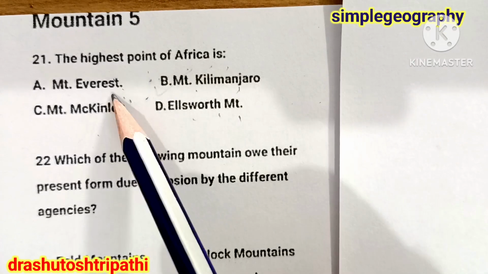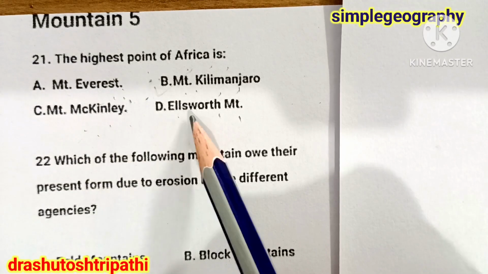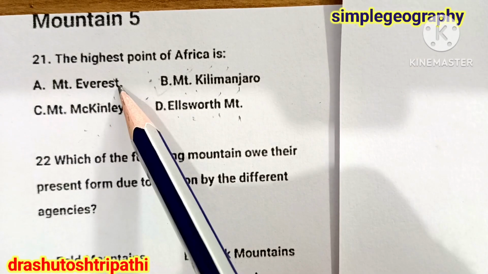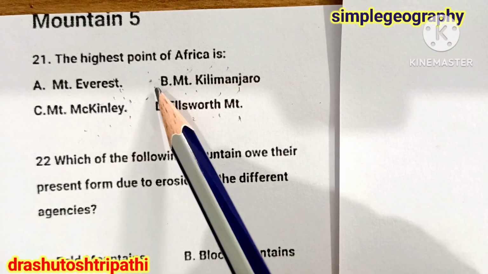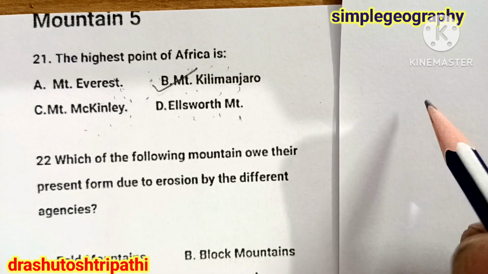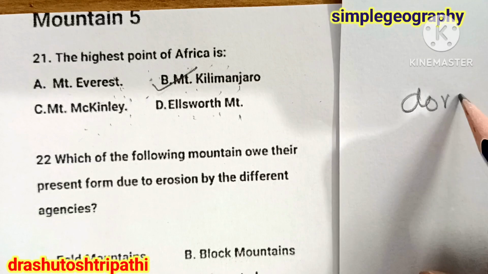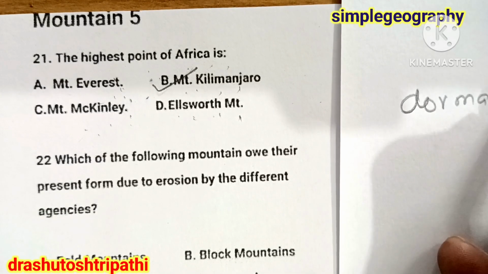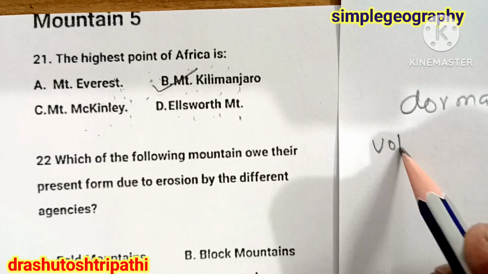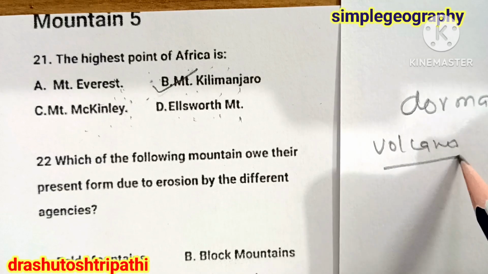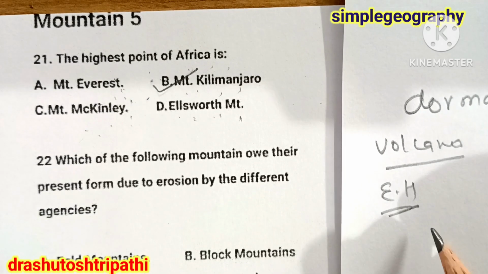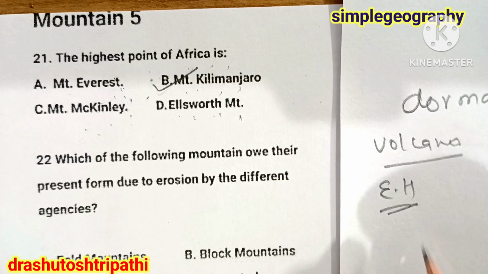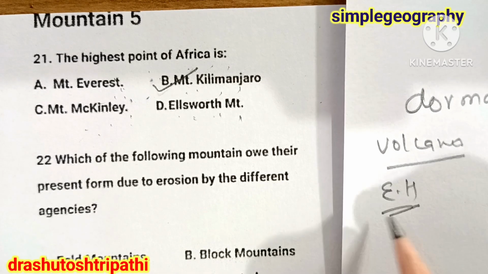Highest point of Africa is: Mount Everest, Mount Kilimanjaro, Mount McKinley, Ellsworth Mountain. Mount Everest is in Asia. Mount McKinley is the highest peak of North America. The answer is D. Mount Kilimanjaro. It is actually a dormant volcano, and it is the highest peak of the Eastern Hemisphere, and it is located in the country named Tanzania.